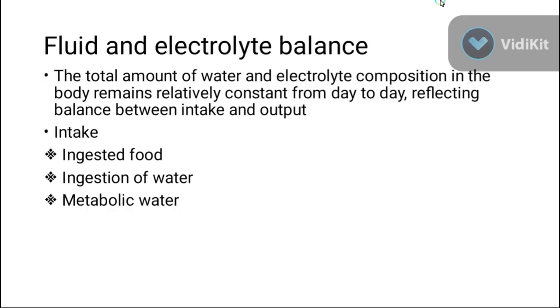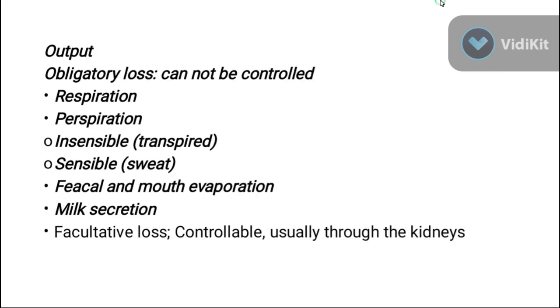Fluid and electrolyte balance. The total amount of water and electrolyte composition in the body remains relatively constant from day to day, reflecting a balance between intake and output. Intake: ingested food, ingestion of water, metabolic water. Output: obligatory loss, which cannot be controlled: respiration, perspiration, insensible, transpired, sensible, sweat, fecal and mouth evaporation, milk secretion. Facultative loss, controllable, usually through the kidneys.